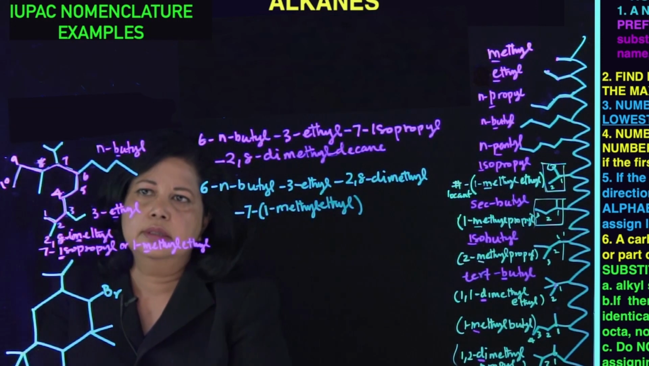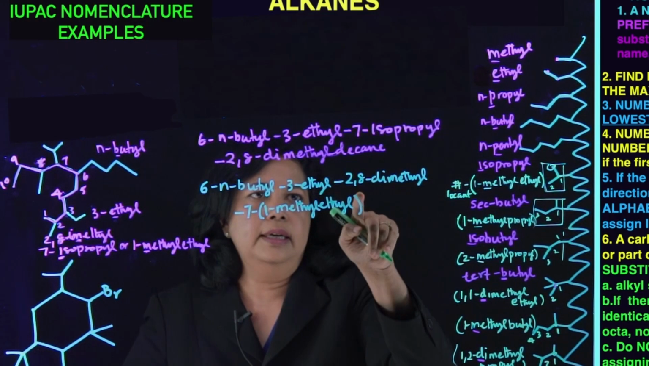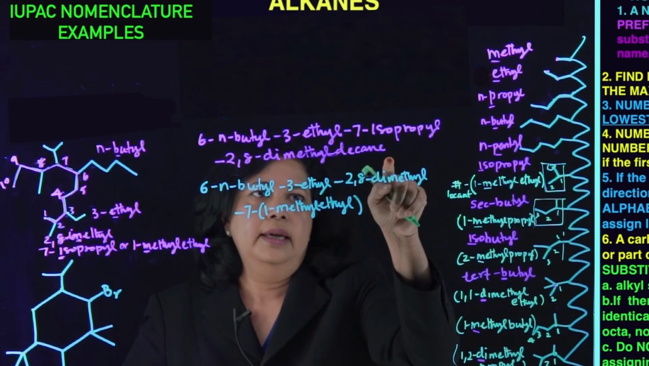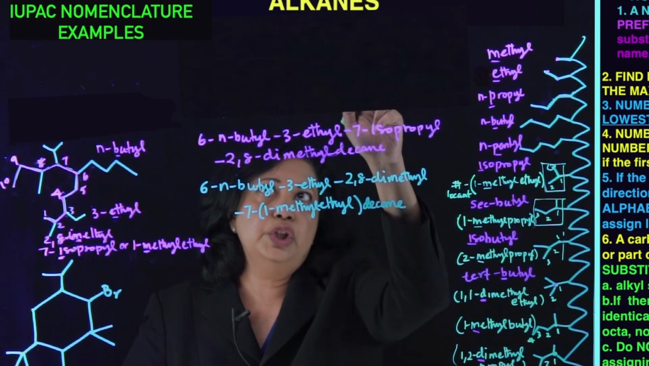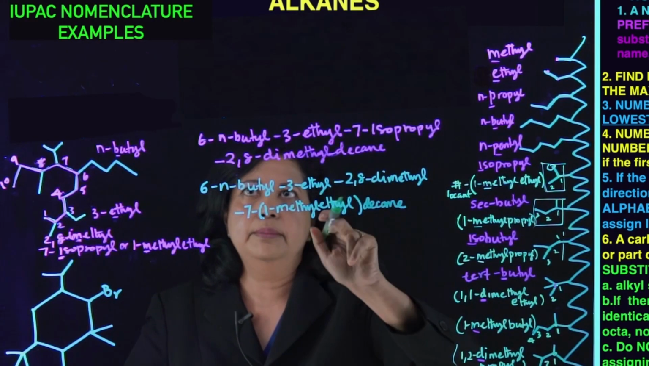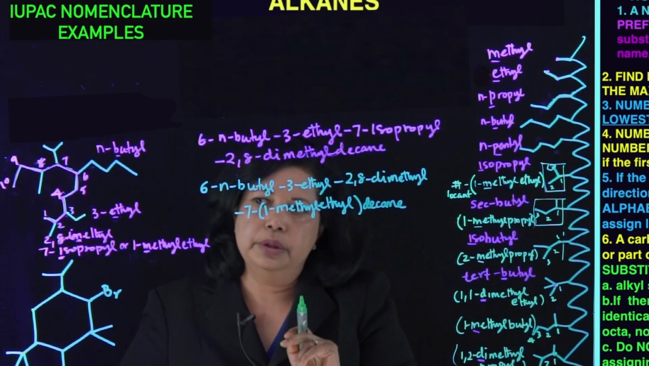Parenthesis close, and no dash after this because this is kind of like part of the letters, and the parent would be the same. The parent will not change for the complex or the simple because we are going to use the same rules.